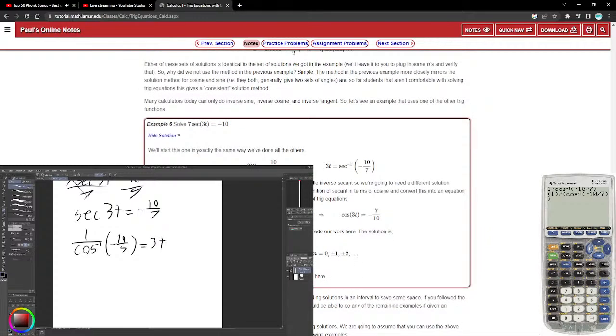We'll start this one in exactly the same way as we've done all the others. Okay, I think that's what I did. Yep. Now we reach the problem. As noted above, many calculators can't handle inverse secant, so we're going to need a different solution method for this one. To find the solution here, we'll simply recall the definition of secant in terms of cosine and convert this into an equation involving cosine instead, and we already know how to solve these kinds of trig equations.